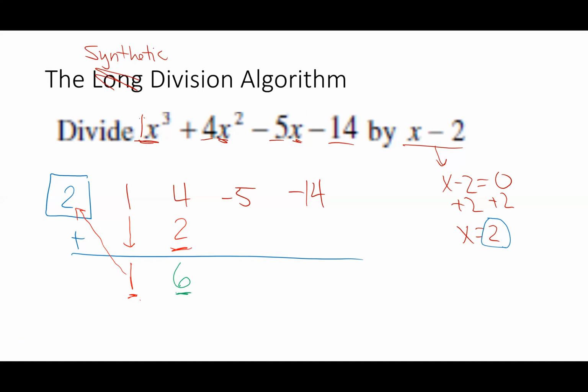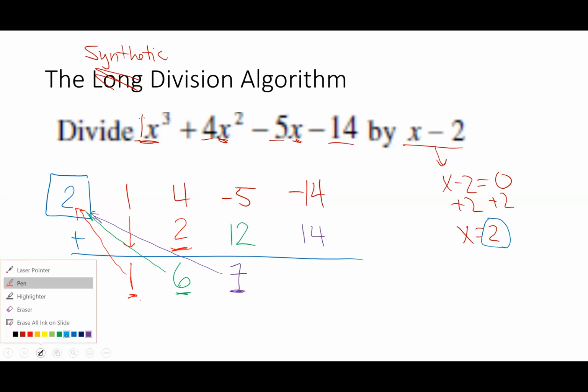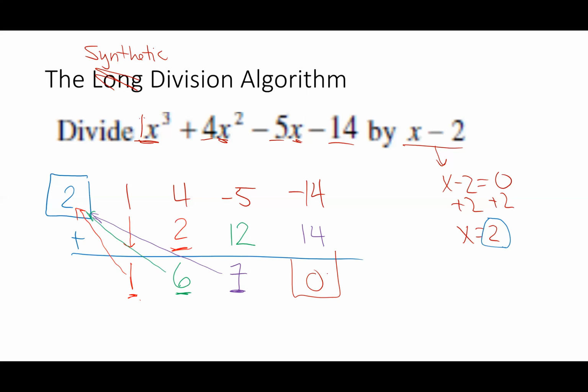Now I do the same thing. Take the 6, multiply it by the 2, I get 12. And now we add. Negative 5 plus 12, that's going to be 7. Now I take the 7, multiply it by the 2, I get 14. And now we add. Negative 14 plus 14 is 0. So this is my remainder.